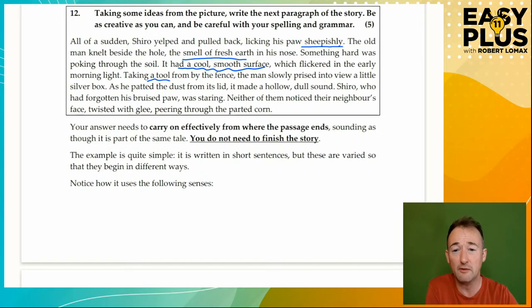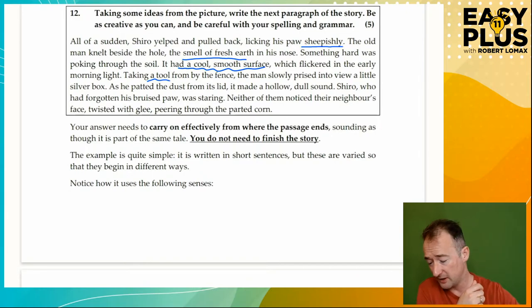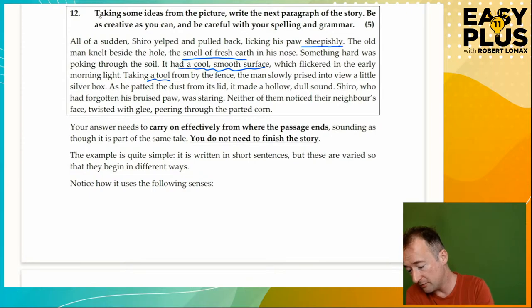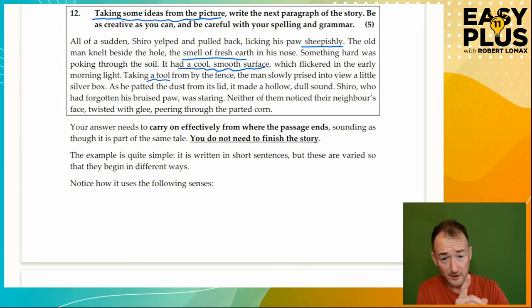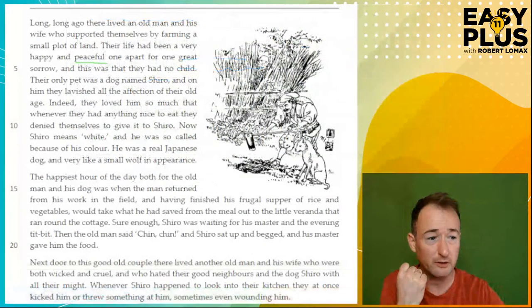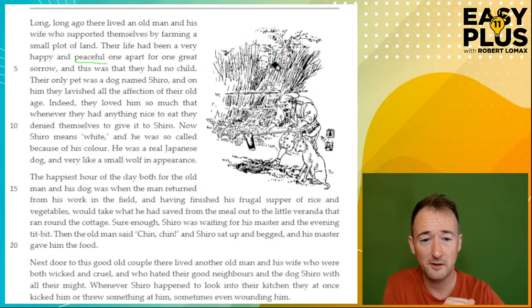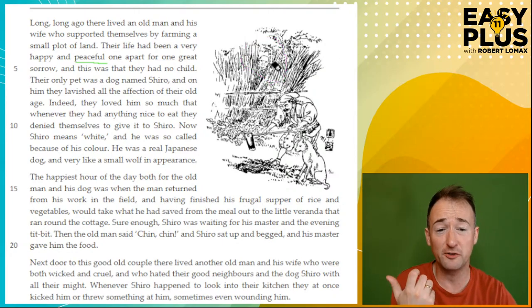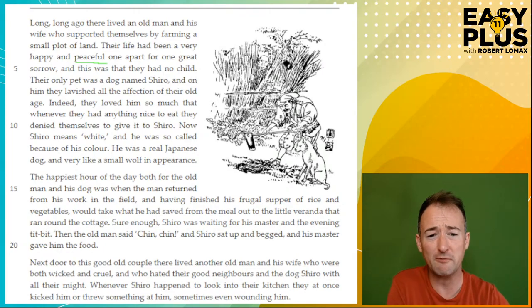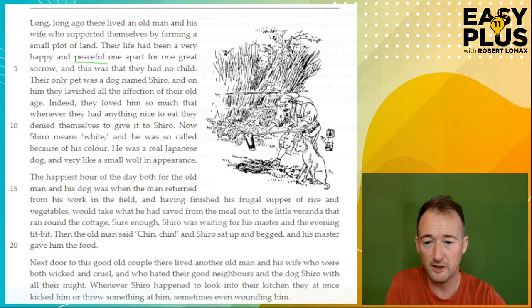So I'm just trying to do everything that the question wants me to do without making it too complicated. If the question asks you to take ideas from the picture, of course that gives you a lot of freedom in what you choose. However, if you wrote an answer that didn't mention something really obvious and important, like somebody peering through these reeds or the corn or whatever it is, then you would strongly risk losing at least a mark because it implies you haven't really thought about the picture. So just bear that kind of thing in mind.